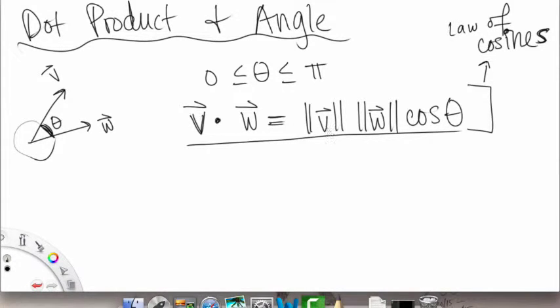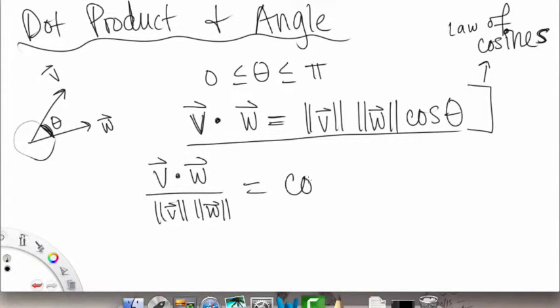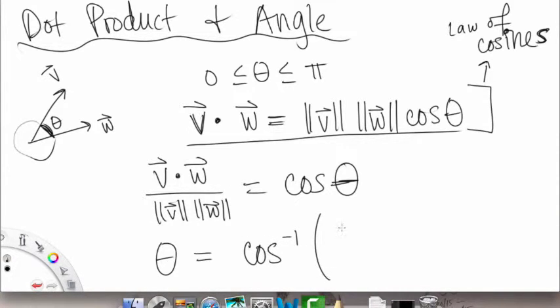You can divide by the magnitudes on both sides to get the following. We could have that V dot W over their magnitudes is then equal to just cosine theta alone, right? So you could have something like that. Or you could even arc cosine both sides, and what you'd get is that theta, our angle between these two vectors, is equal to arc cosine or inverse cosine, either one, of V dot W over magnitude of V times magnitude of W on the bottom.